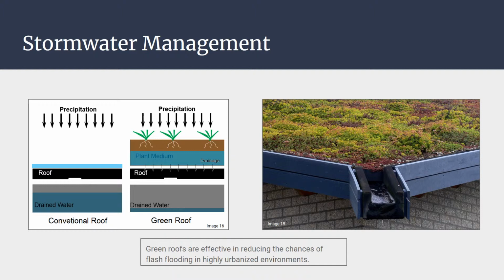So one of the main benefits that we found in our research was associated with stormwater management. Green roofs can be effective in both urban and rural areas as a solution to managing stormwater drainage. Green roofs reduce the amount of stormwater runoff created from impervious rooftop surfaces. Stormwater management is one of the main benefits of a green roof.